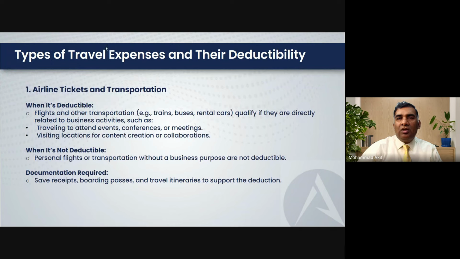All right, let's talk about number one, types of travel expenses and their deductibility. Number one is airline tickets, flights, and other transportation, which includes trains, buses, and rental cars. This is all deductible if it's for business purposes: traveling to attend events, conferences, research, or visiting a location for content. You can use that as a business expense.